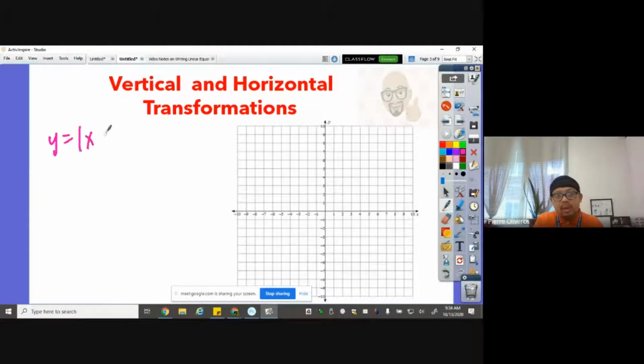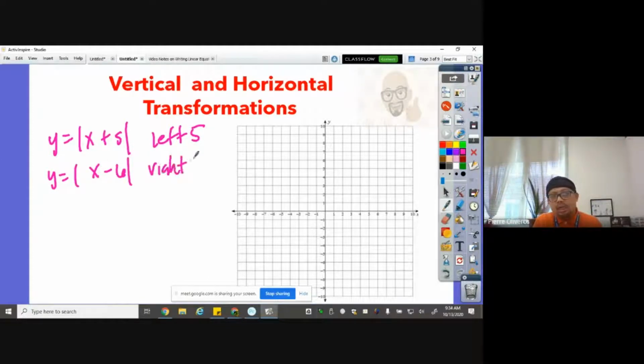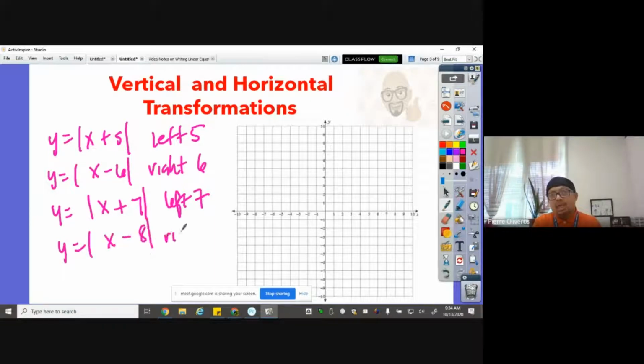So in other words, if you are given y equals the absolute value of x plus 5, this will go left 5. If you're given y equals the absolute value of x minus 6, you're going to go right 6. If you're given x plus 7, you're going to go left 7. If you're given x minus 8, you're going to go right 8 units. That's the horizontal transformation.